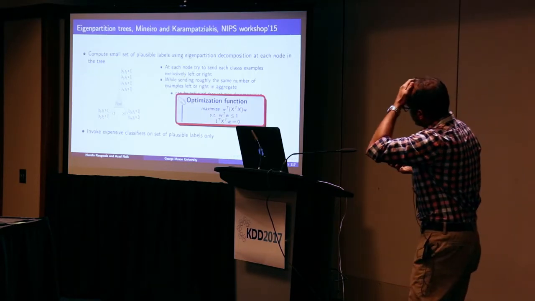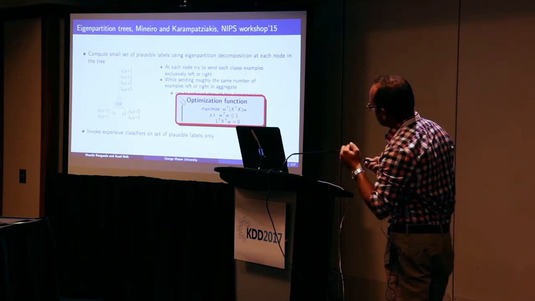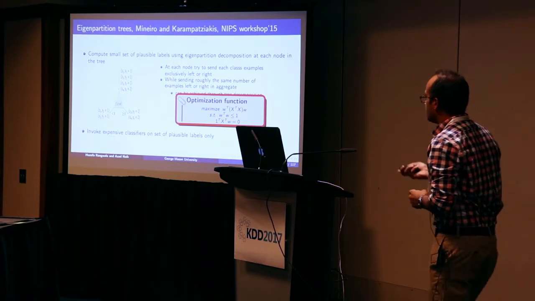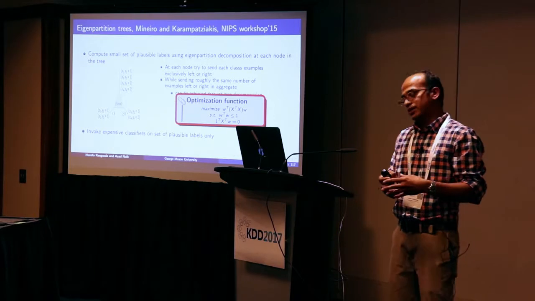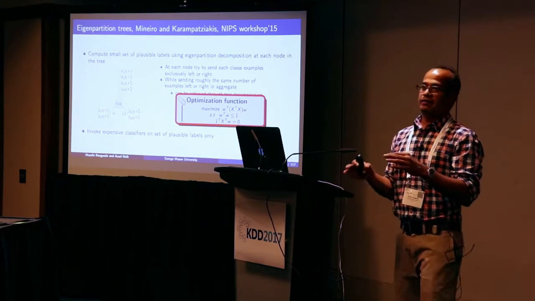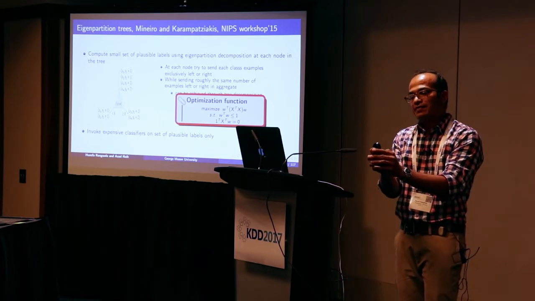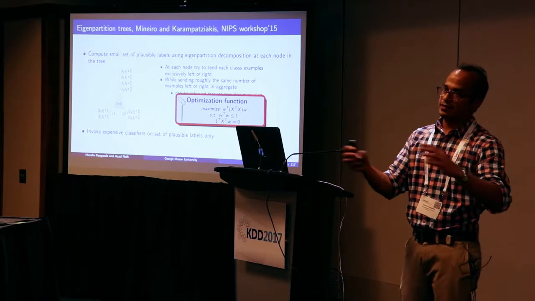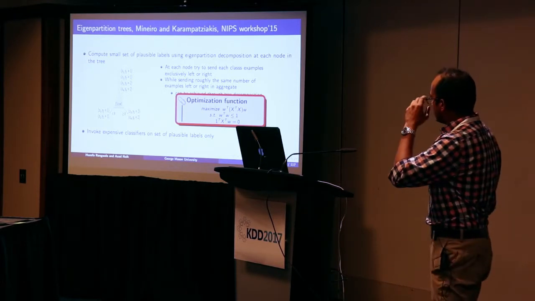So this was an example. Manik Varma, I think he's at Microsoft Research, came up with this idea of eigenpartition trees, which was a good idea. He computes some set of plausible labels, and the basic premise is a two-phase approach. We'll compute some set of labels that we believe can be computed approximately. We don't know the exact answer, but that will help us refine a model. So we'll take that small set and go to the next step.